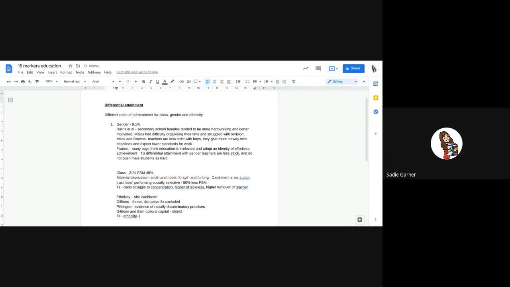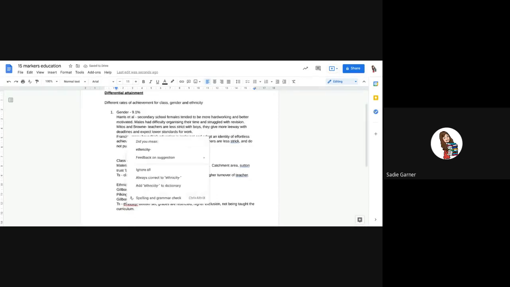as some ethnic groups are placed into bottom set, where their grades are restricted. There's also an issue with higher exclusion, which means they're not being taught the curriculum. So this shows there is a differential attainment for ethnicity.